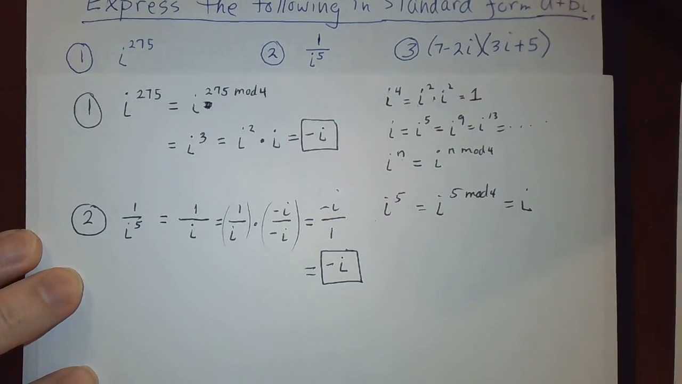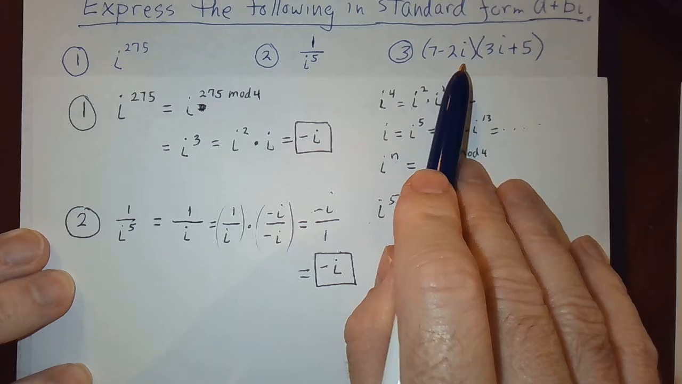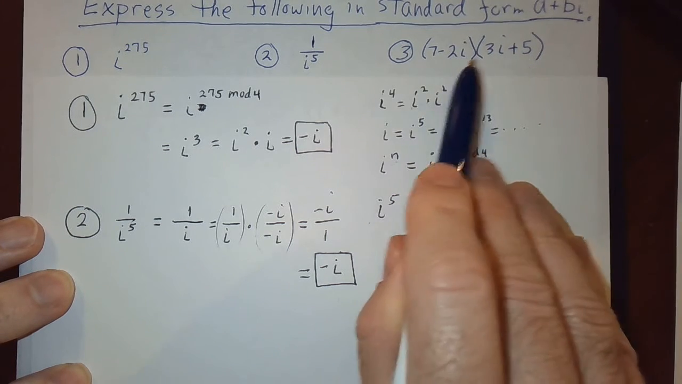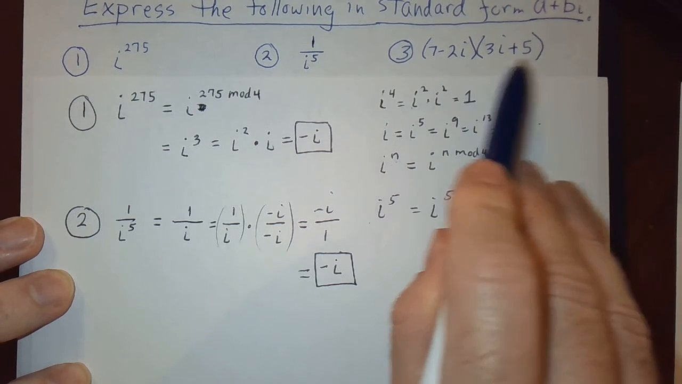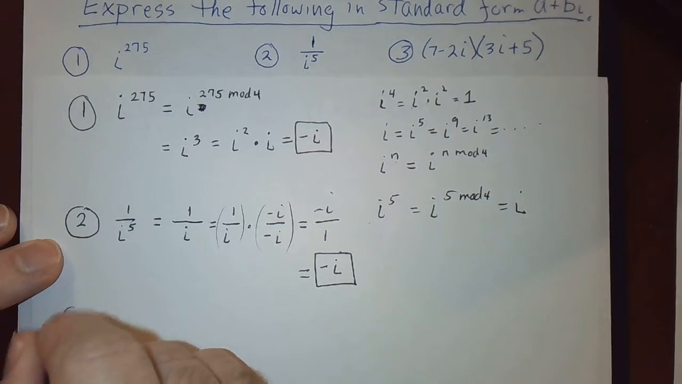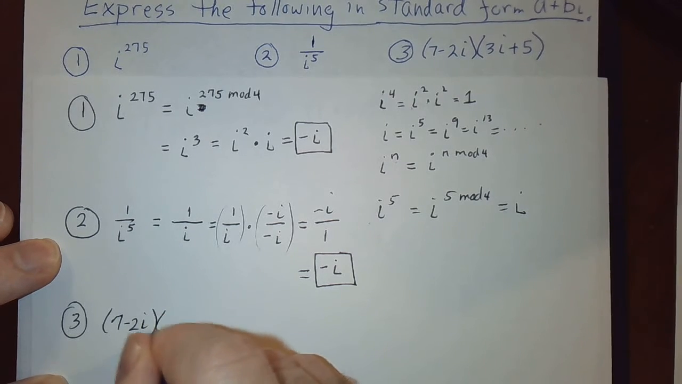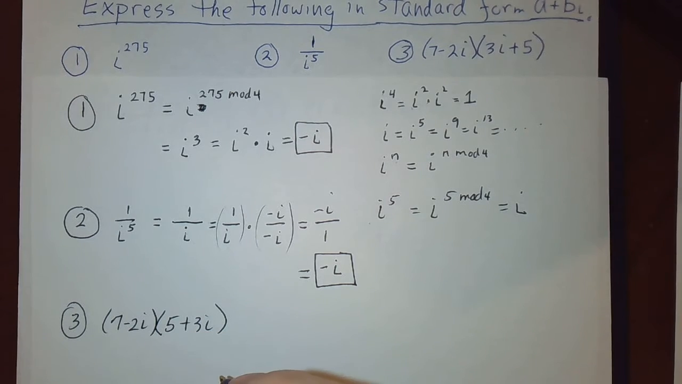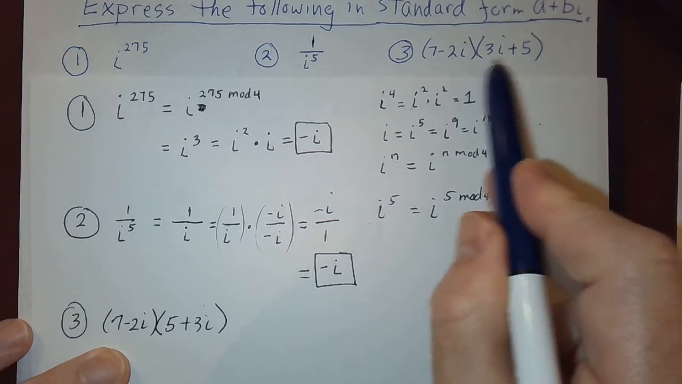Okay, number 3. We'll take a look at number 3. This is purely my preference. Notice this is not written in standard form. I don't have to convert it into standard form until the end. But I'm going to write it like 7 minus 2i times 5 plus 3i. It's just the way I like to do it. Obviously, this is the same as this. We wrote it in standard form.